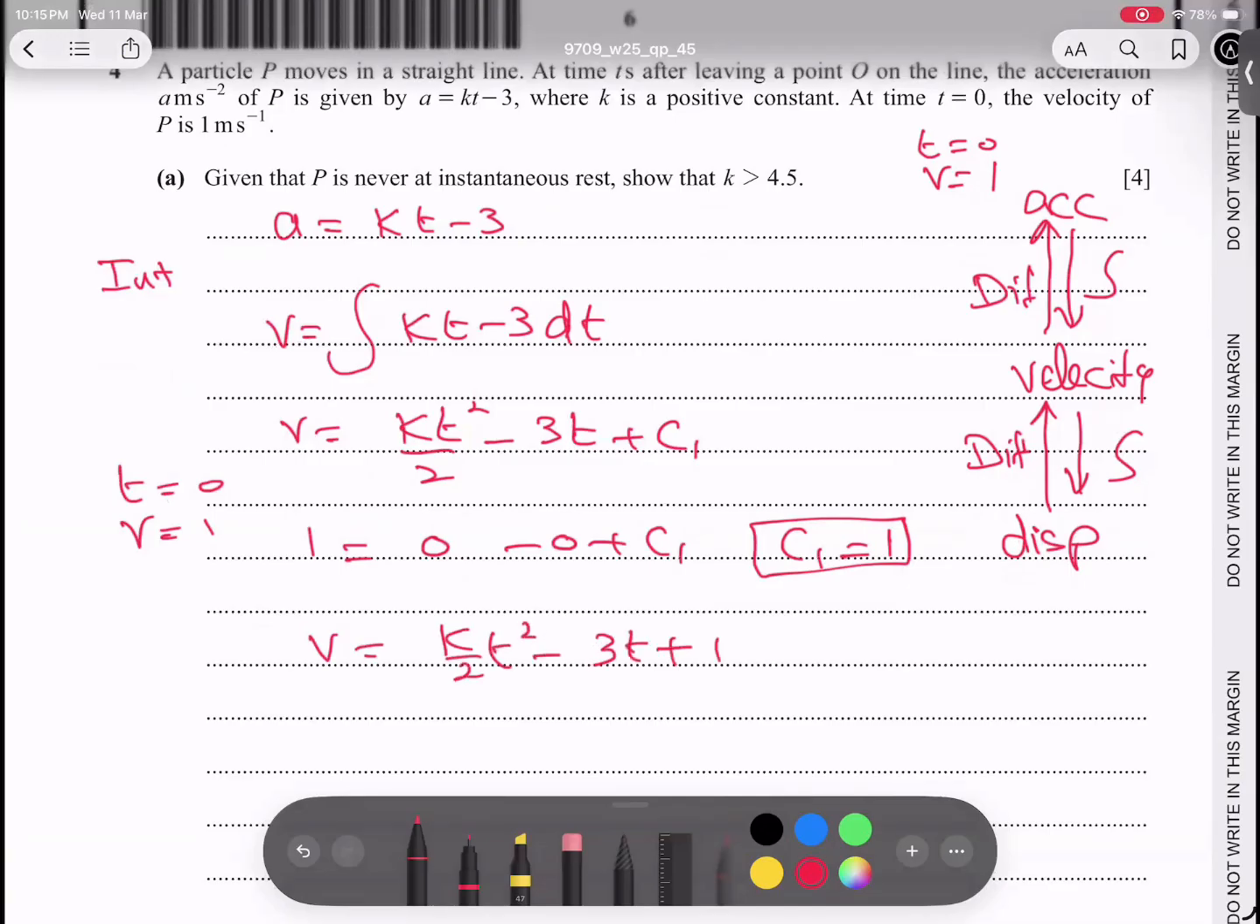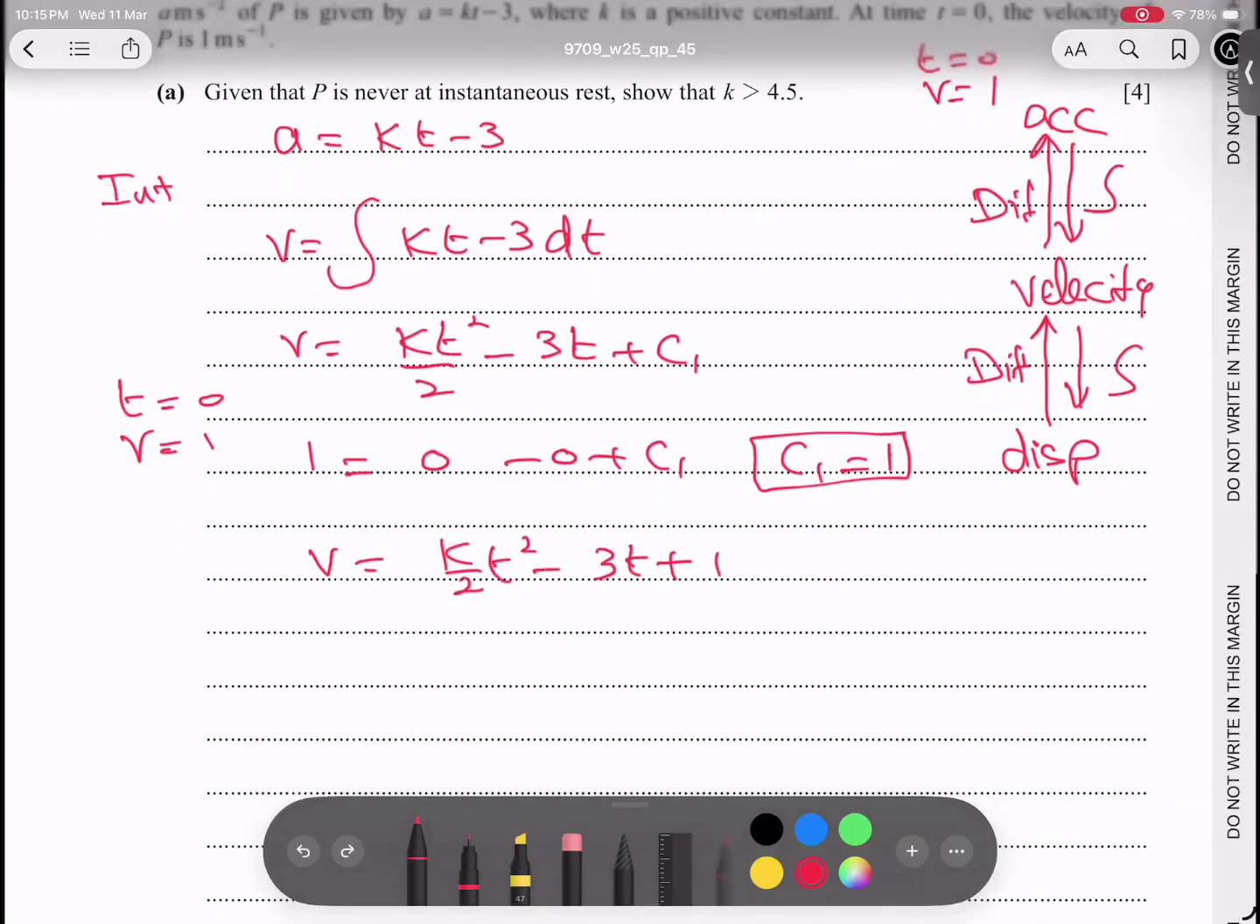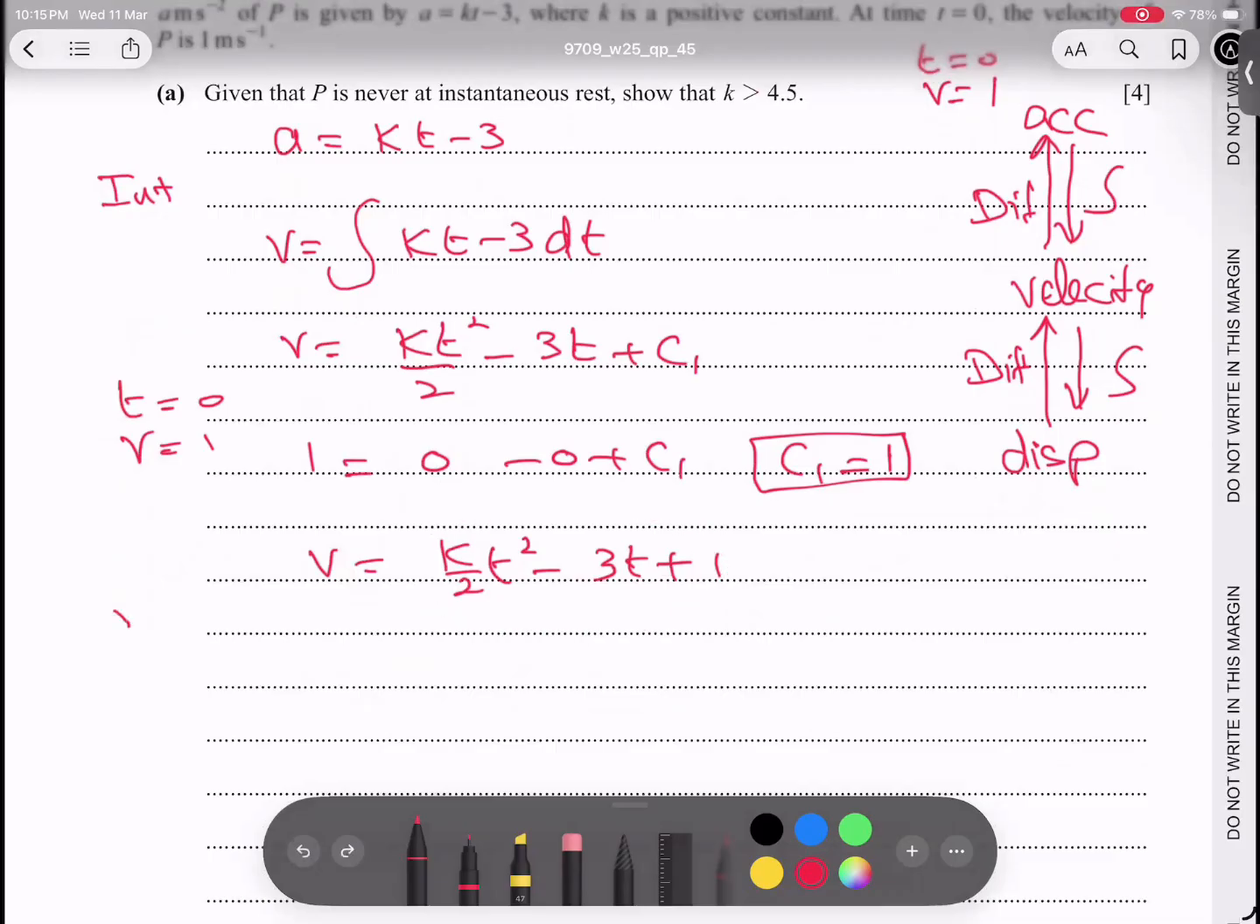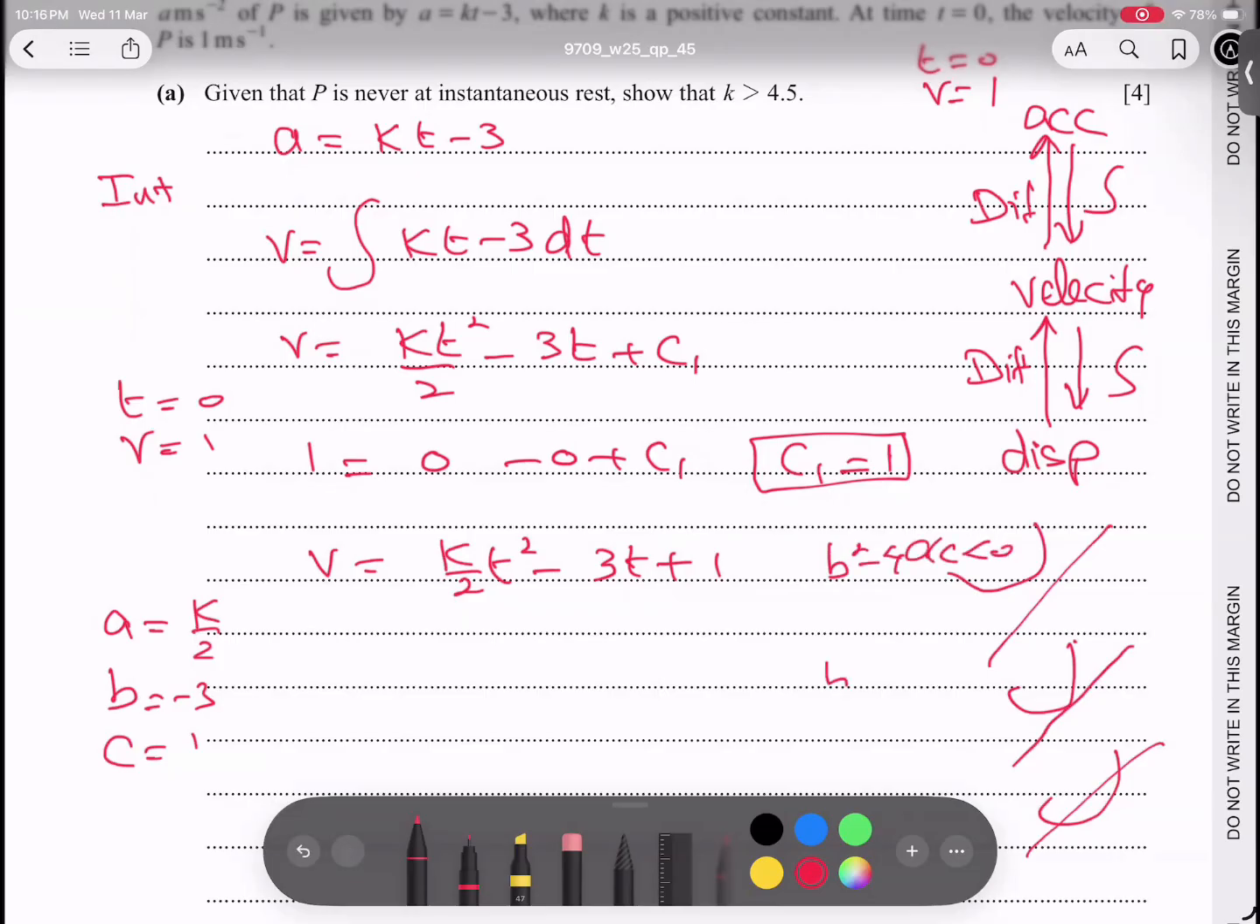But now the story is: velocity is never at rest. This is the velocity expression, and the a value is k over 2, the b value is negative 3, and the c value is 1. Basically, we have the discriminant concept. In one condition, b squared minus 4ac is less than 0. Here b squared minus 4ac equals 0. And here b squared minus 4ac is more than 0.